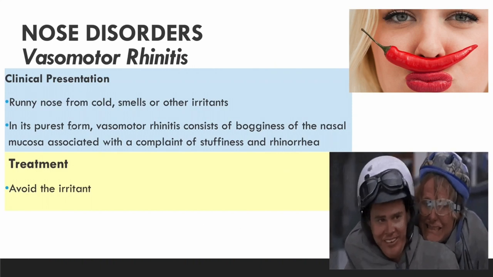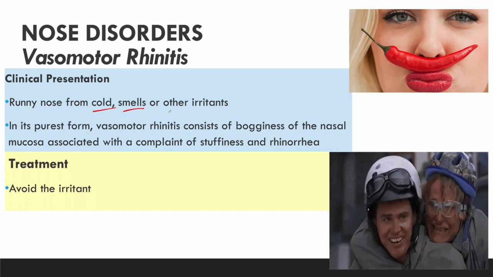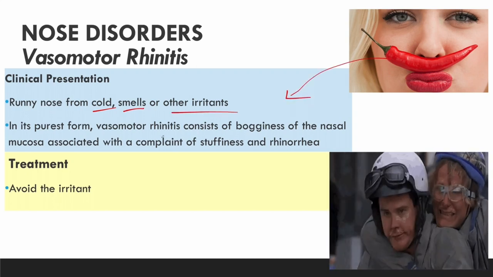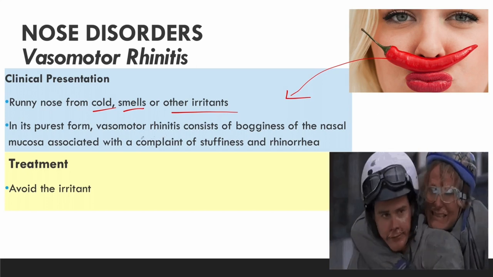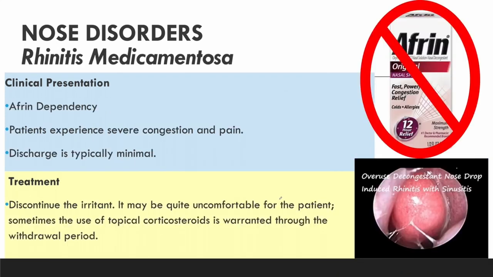Vasomotor rhinitis has to do with some sort of precipitant like the cold air, certain smells or irritants like chili peppers, things like that. It's not really a diagnosis that we make very often, but it's just another form of rhinitis. And you just avoid the irritant, okay?